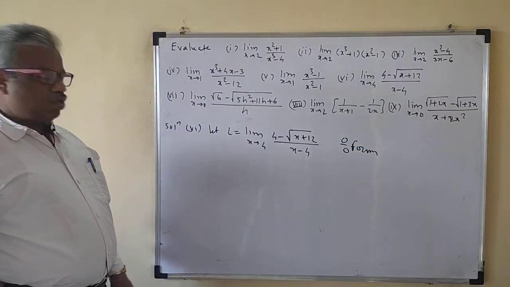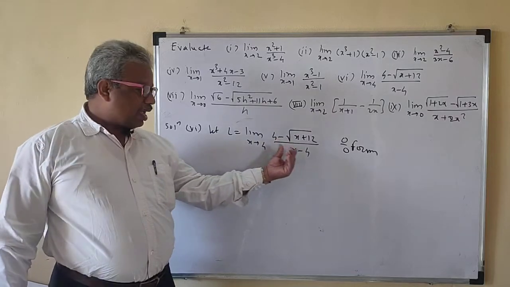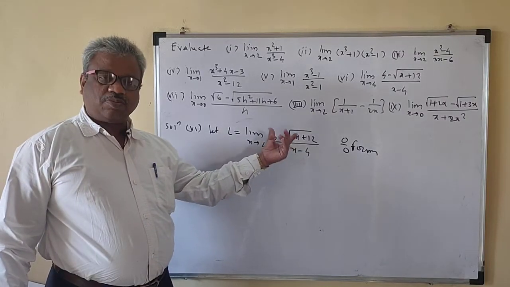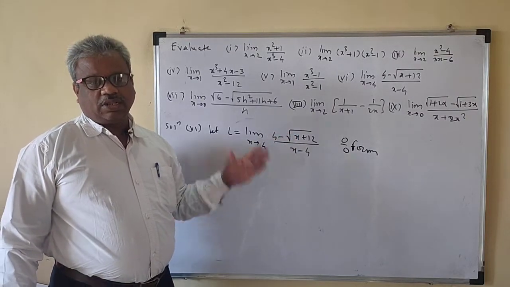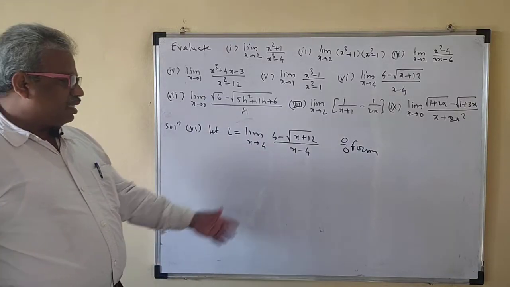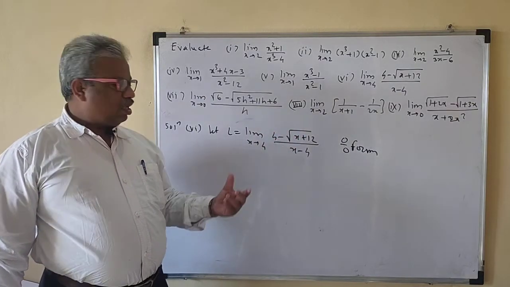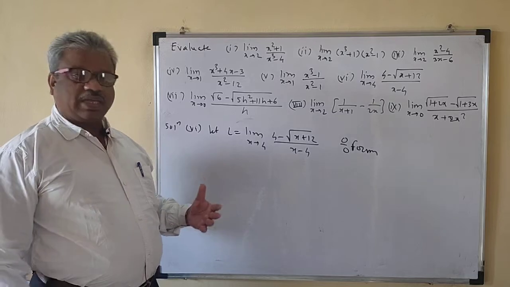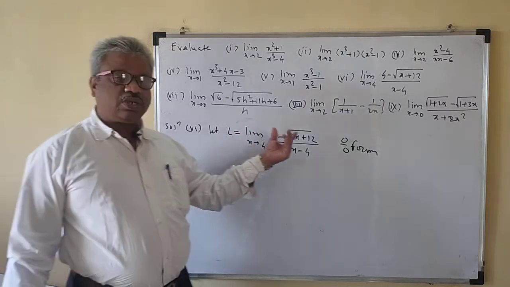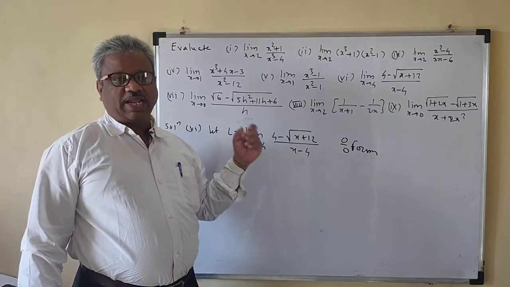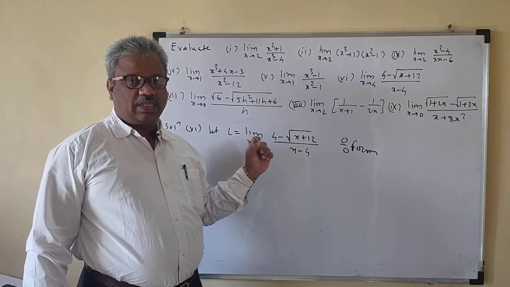So if it is 0 by 0 form, then you have to take the common factor x minus 4 from the numerator and denominator and remove it. But see here, the root is there, right? So if the root is there, then you are familiar with rationalizing. Your root is in the numerator. So what we will do? We will rationalize the numerator.